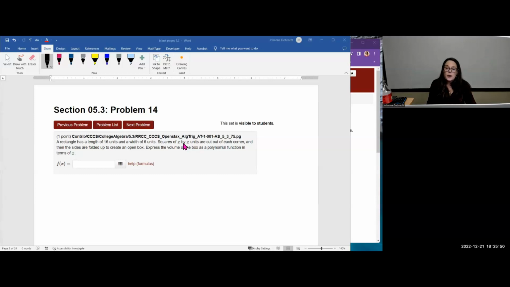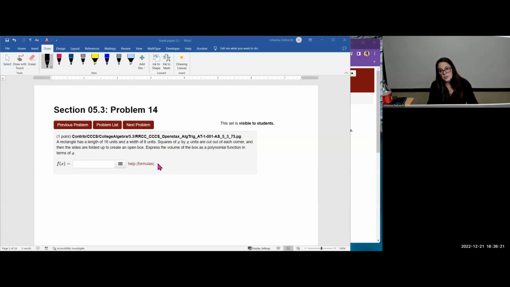So this is a word problem. We're going to read it through one time just to get a vague idea of what kinds of formulas might be important. All right. When we're looking at this one, we have a rectangle has a length of 16 units and a width of 6 units. Squares of x by x units are cut out of each corner, and then the sides are folded up to create an open box. Express the volume of the box as a polynomial function in terms of x.